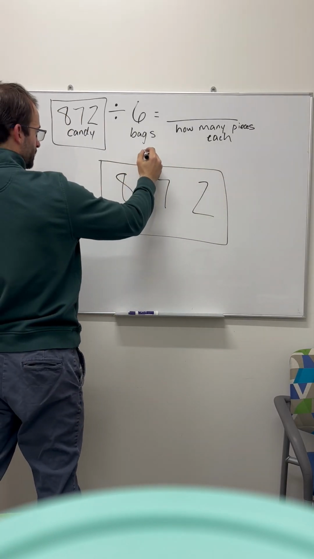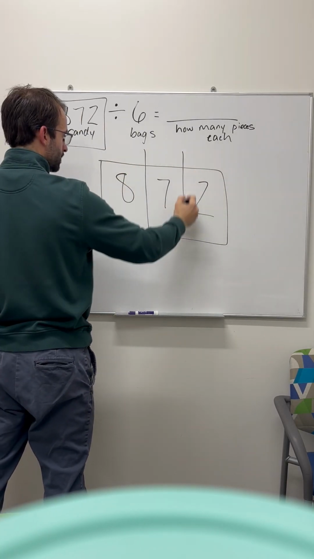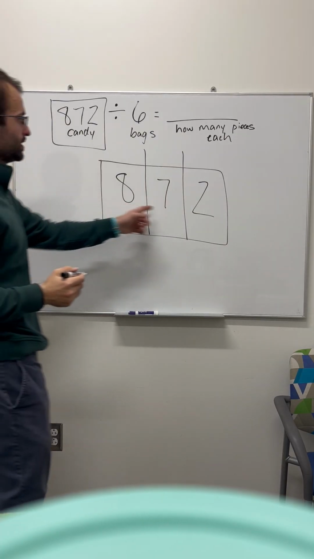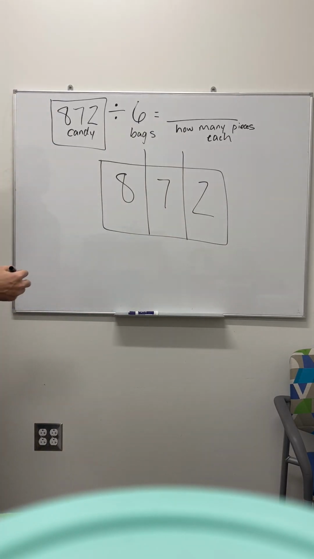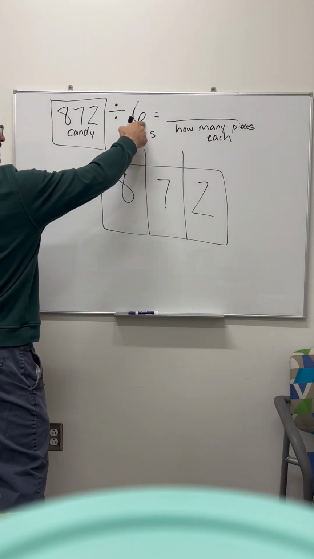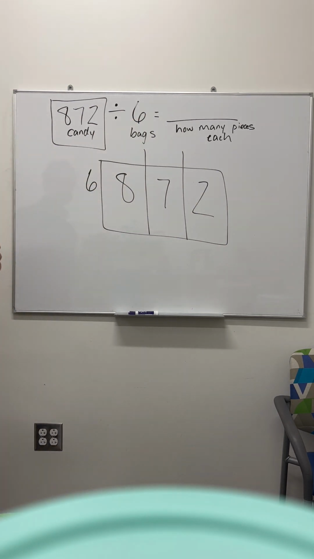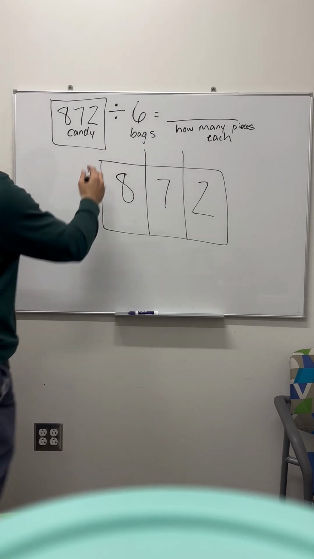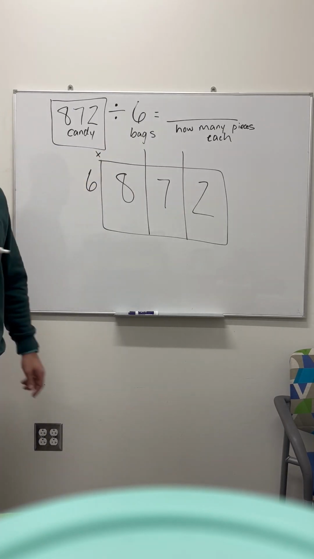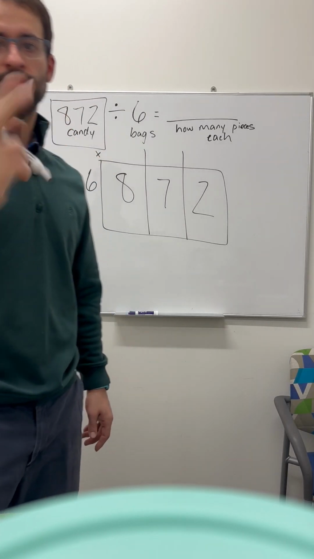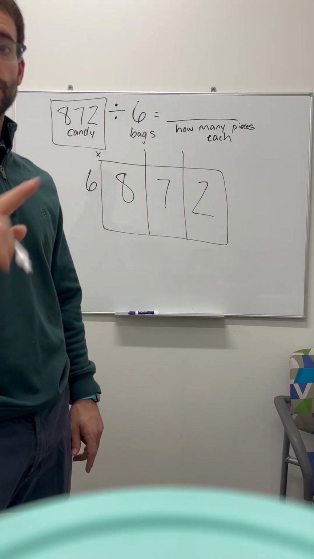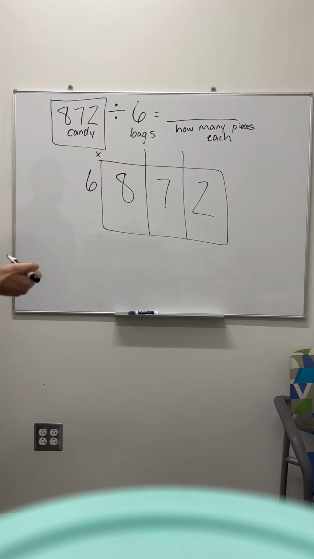And we're going to split it into 3 sections. We have 3 digits into 3 sections. And then we are splitting it into 6 groups, so that's going to go on the outside. Now, I like to put a little multiplication sign right here. You might say, well, wait, we're not multiplying. But remember, the opposite of division is multiplication, so I can check my work very easily by multiplying.